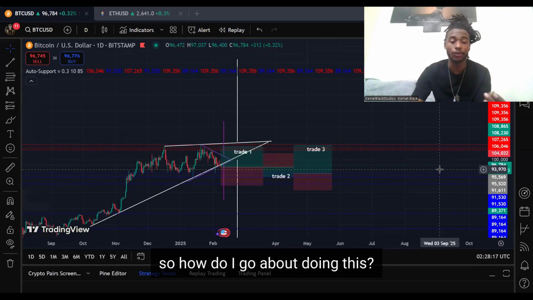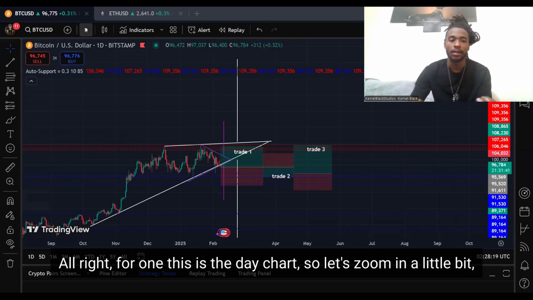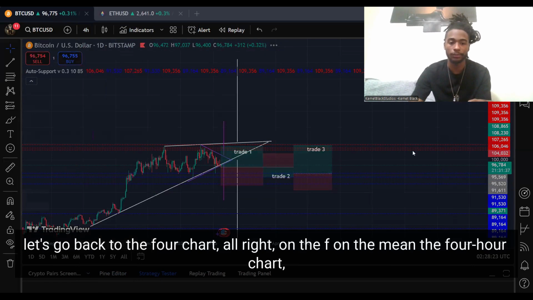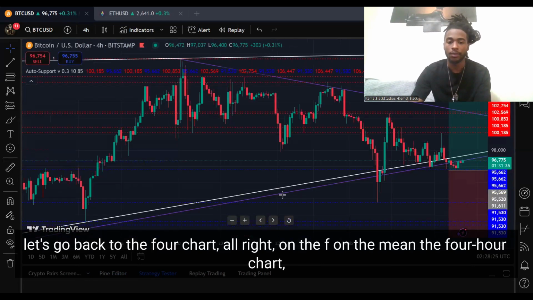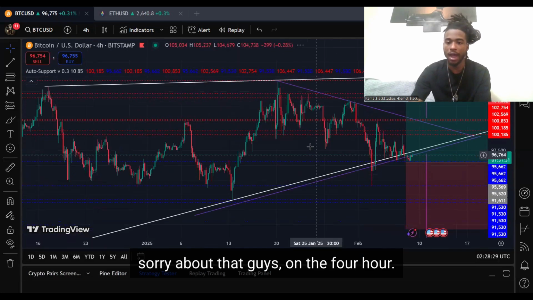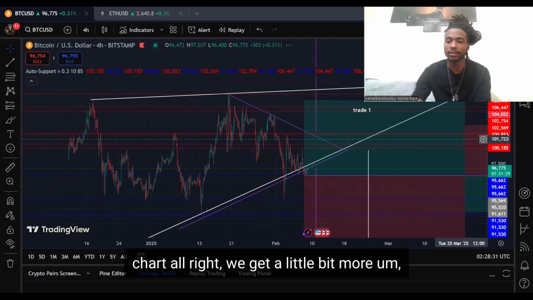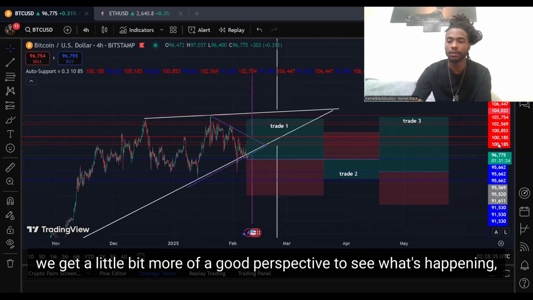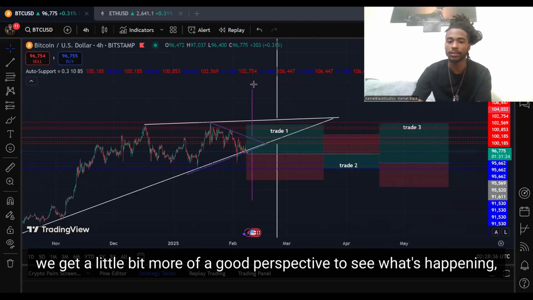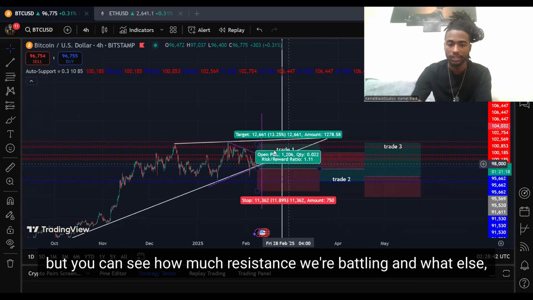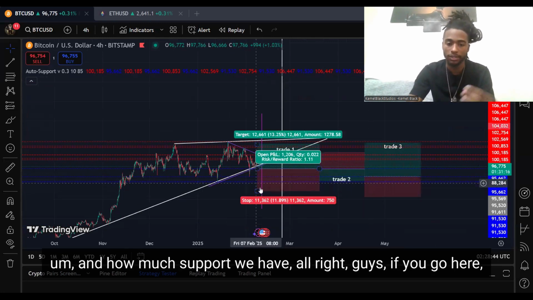So how do I go about doing this? For one, this is the day chart, so let's zoom in a little bit. Let's go back to the 4-hour chart. Sorry about that, guys. On the 4-hour chart, we get a little bit more of a good perspective to see what's happening. We still have the same price targets, but you can see how much resistance we're battling and how much support we have.